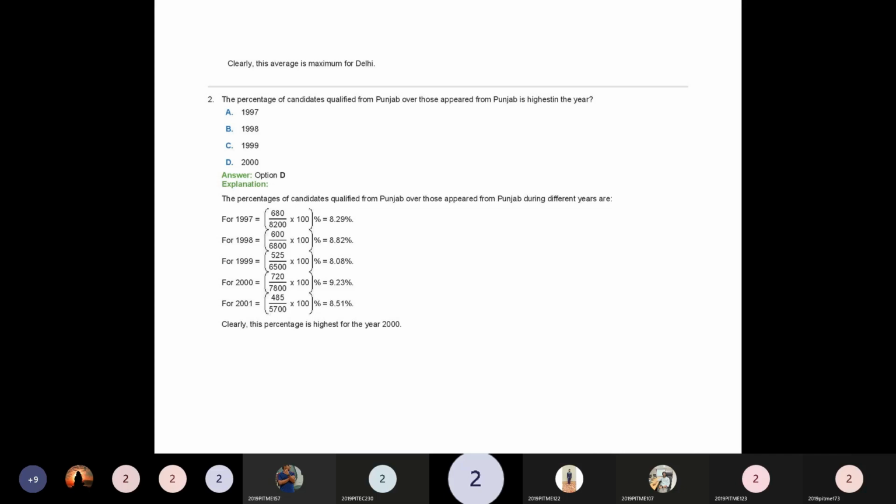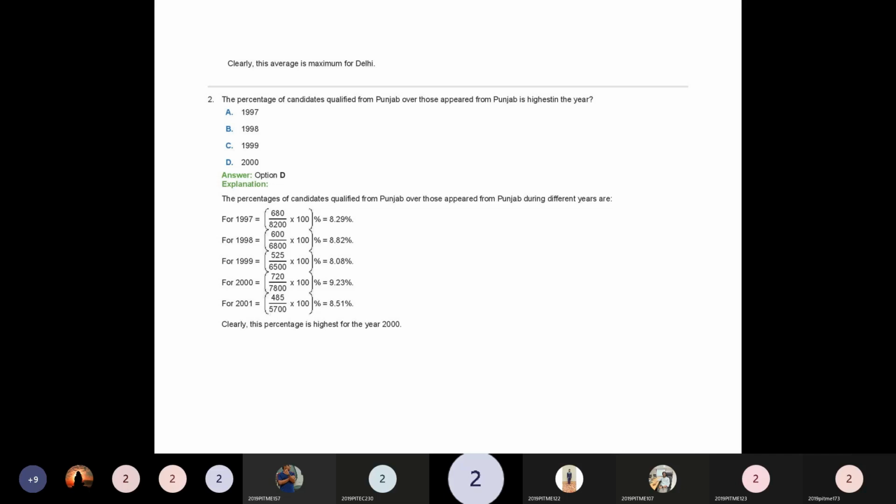So what you do is you get the percentage of qualified candidates in all 5 years, from 1997 to 2001. In 1997, 680 students qualified and 8,200 appeared, so the percentage is 8.29. 1998 is 8.82. 1999 is 8.08. 2000 is 9.23. 2001 is 8.5.